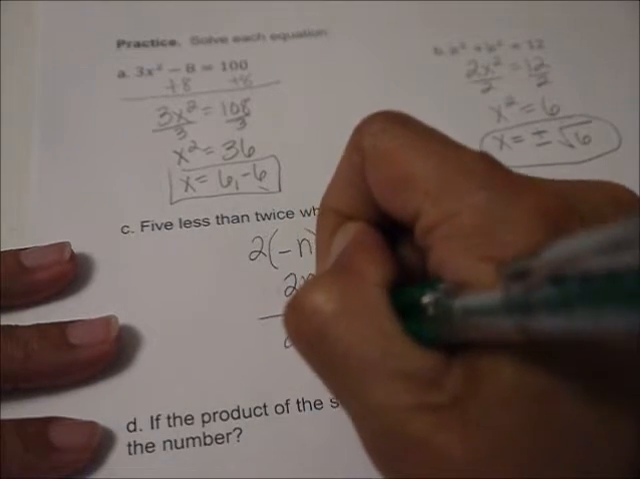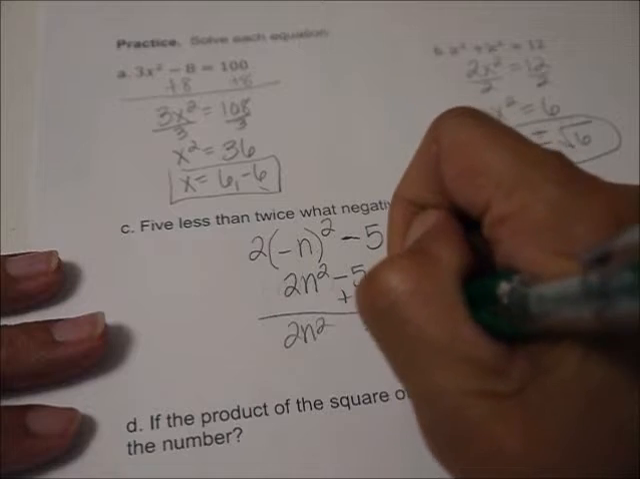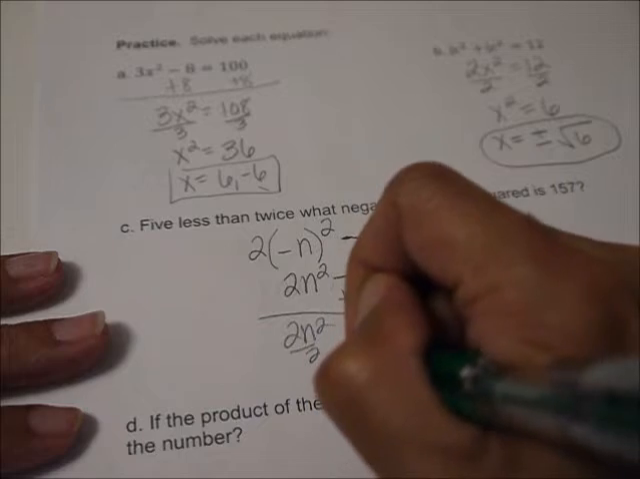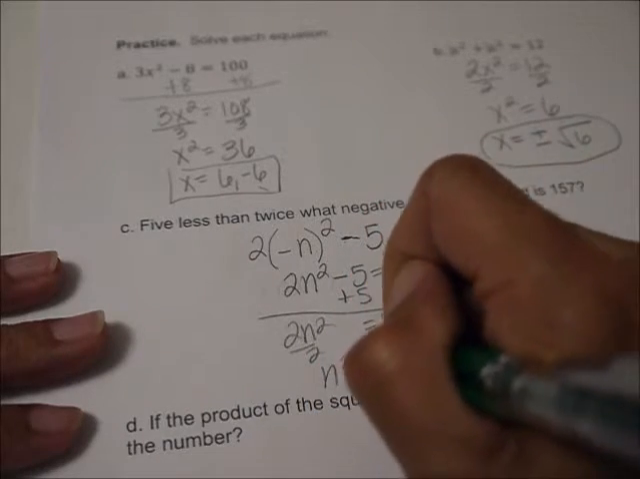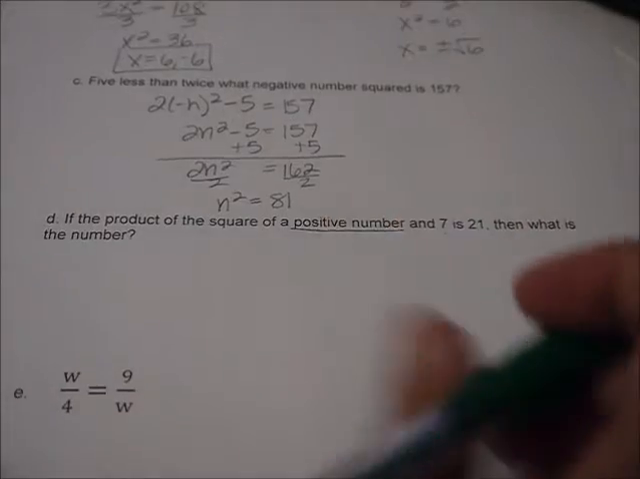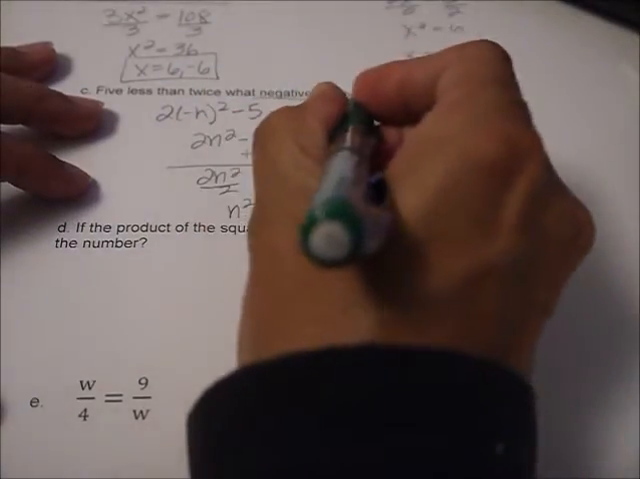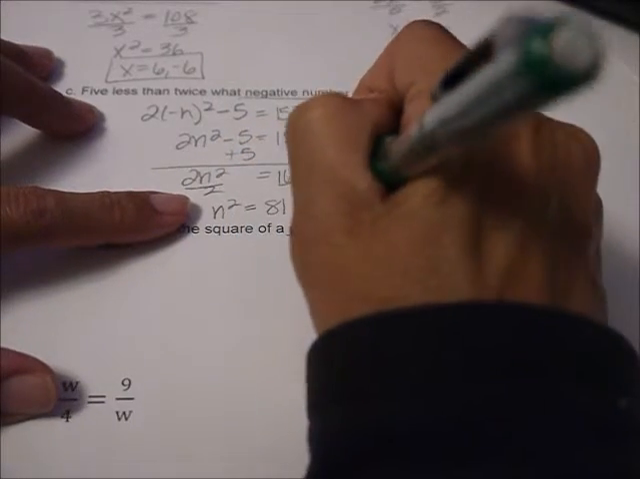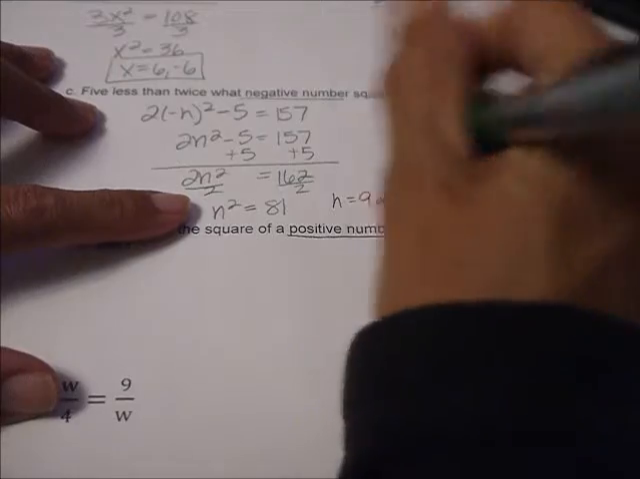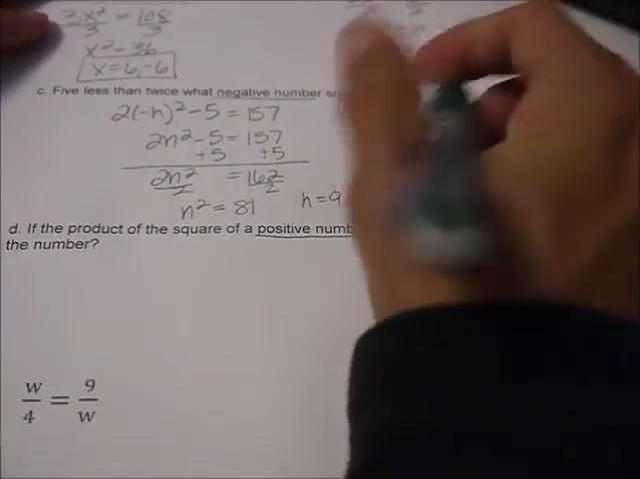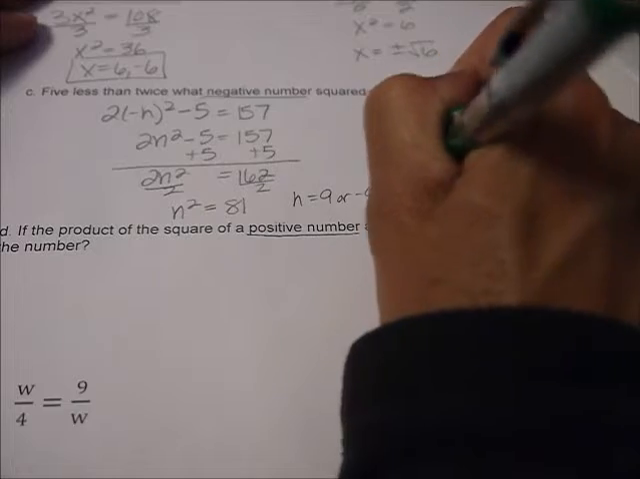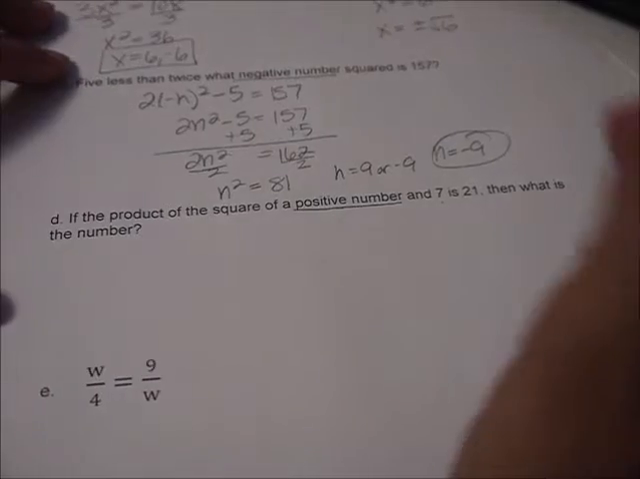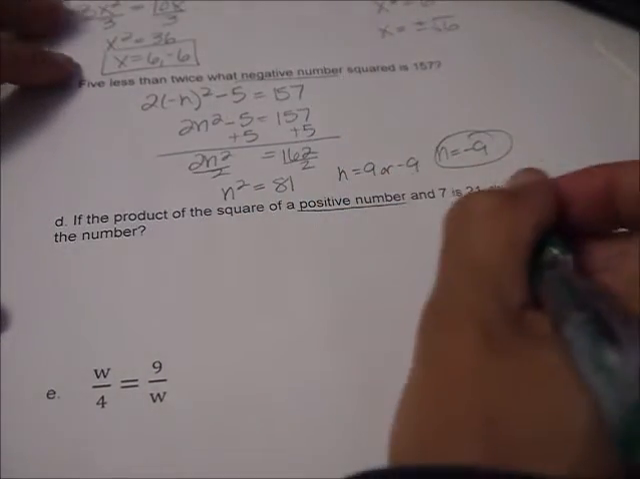And we have 2n squared equals 162. Okay, so n squared equals 81. Okay, so again, we go back and it says what negative number. So our answer is going to be a negative number. So the square root of 81 is 9, or negative 9. But they said what negative number. So we need n to be negative 9.